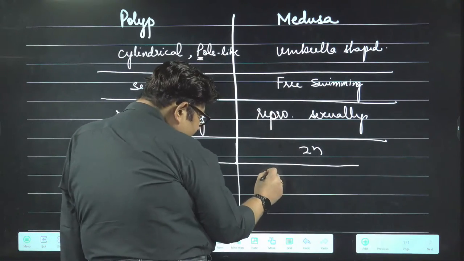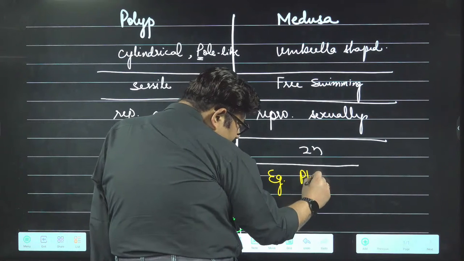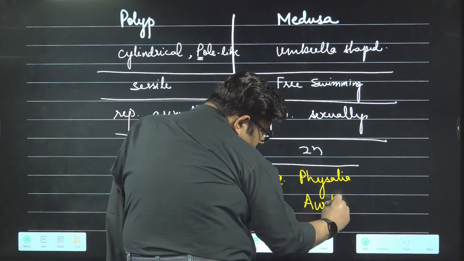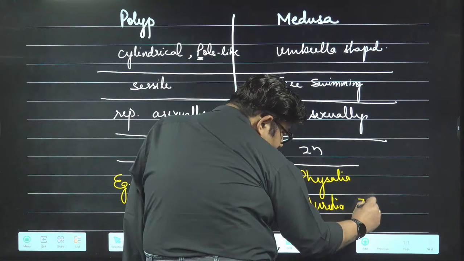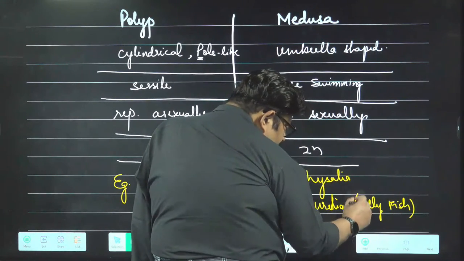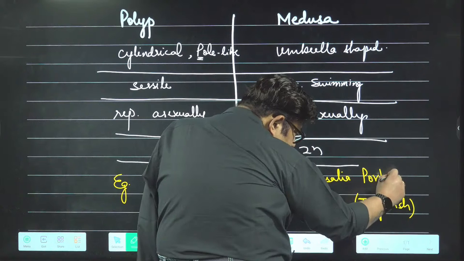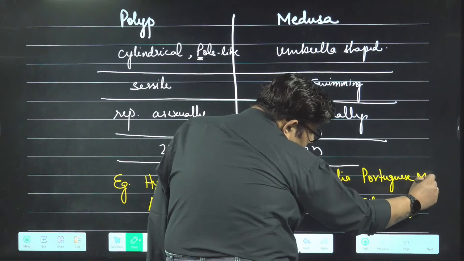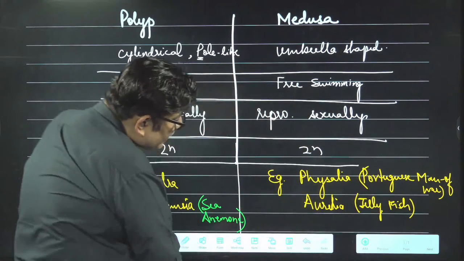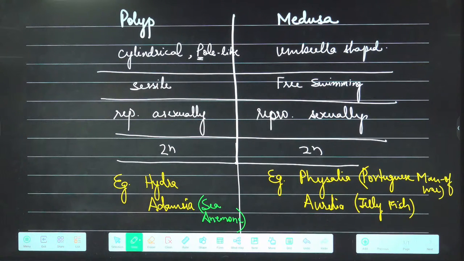Examples in medusa form: Physalia and Aurelia. Aurelia is jellyfish, in fact moon jellyfish. Physalia is the Portuguese man of war. You have to learn these names. Physalia, Portuguese man of war. Aurelia, jellyfish. Adamsia, sea anemone. Hydra.